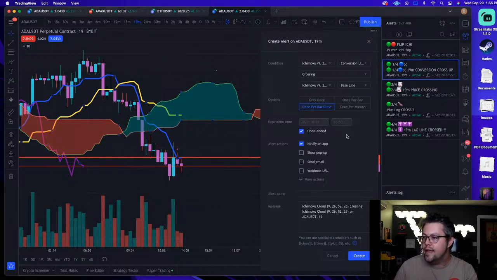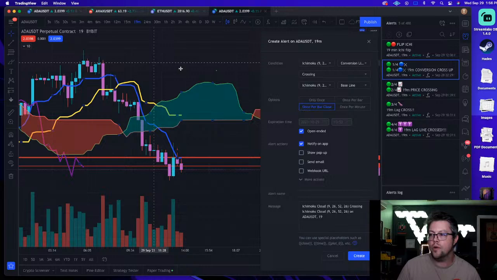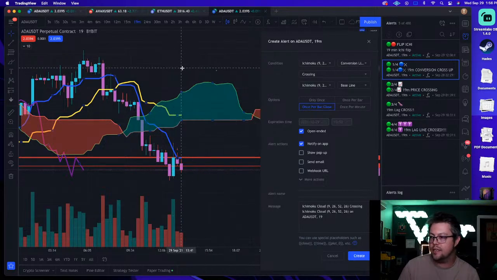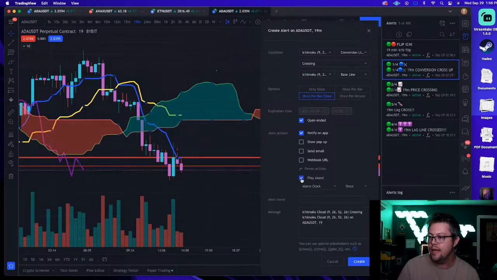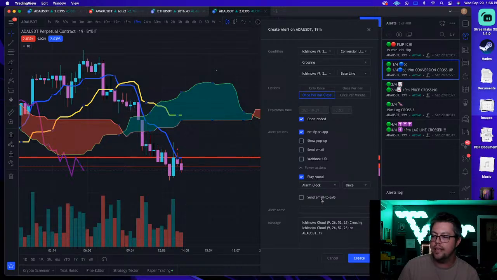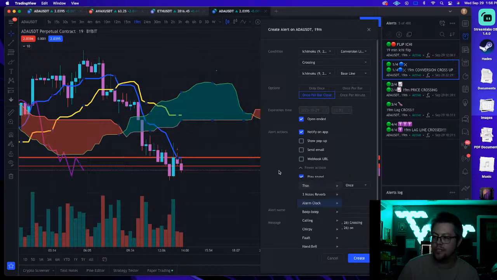We're going to do that, and then we do open-ended so that it's from now on, until I go in here and tell it to stop, which you can do. So if it's annoying, you've got one that's on 1 minute and it keeps popping up, just go ahead and stop that or exit to remove it if you need to. But we're going to go to notify on app, which means if I'm watching TradingView, it's going to pop up, nice and loud, with whatever ridiculous sound it has. And then more actions, play sound. You can send an email to your SMS. If you have the TradingView app, notify on the app will make it pop up. You don't need to double these up per se, the send email to SMS. You can choose all your sounds here, which is really nice.